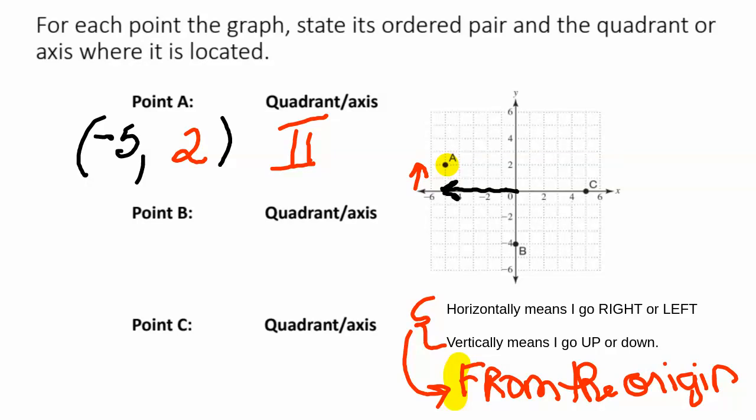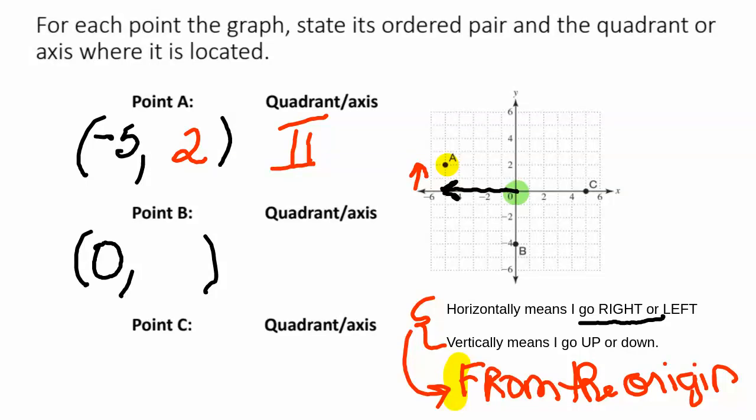Well, let's look at B. Okay. Now, I'm going to put this dot, which is kind of green, at the origin. Now, I know that I have got to write an ordered pair. Well, think about it. From this green dot, do I go right or left? No. So therefore my x value is 0. I am not going right or left.